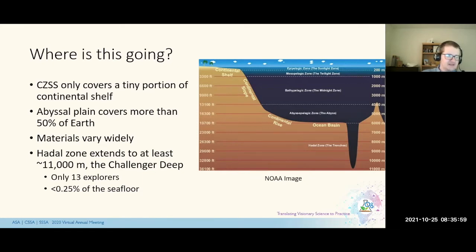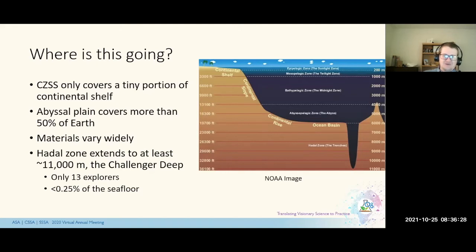And so I think it's premature when people say there aren't soils down there, because consider the Challenger Deep. The Challenger Deep is the deepest known point on Earth. It's one of these deep trenches way down in what's called the Hadal Zone, about 11,000 meters down, and it's only been visited by 13 people, 13 explorers in the history of the world. That's one more than the number of people who have walked on the moon. 12 people have walked on the moon, right?